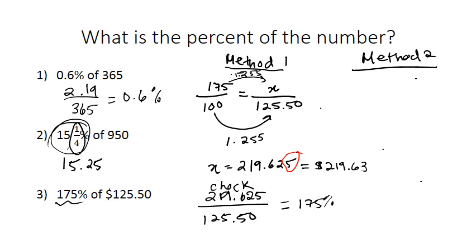Alright, now I'm going to do the same thing using method 2, where I take 175 and I multiply it by 125.50 and then divide by 100. So I take 175 times 125.50 divided by 100. And that gives me 219.625 again, which, as I just said, I'll round to 219.63. And I know that I have the correct answer.